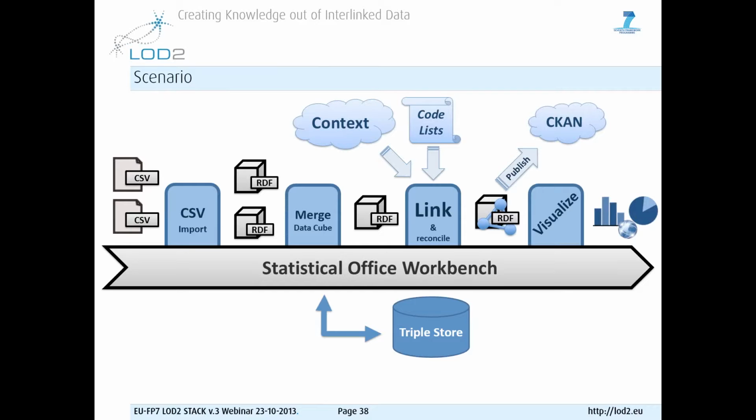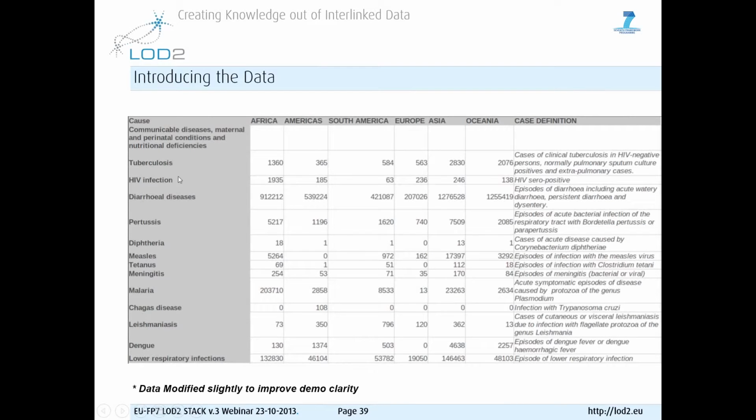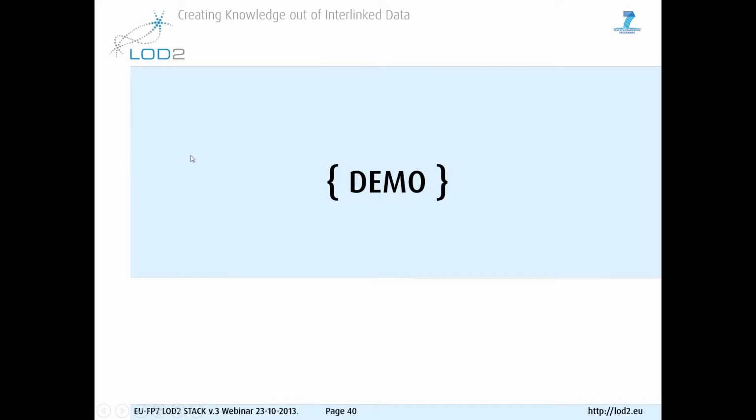Let me show you the scenario that we'll be doing. We'll be starting out with the two CSV files that I showed you. We'll be transforming them into data cubes using the CSV import application. These data cubes then have to be merged. We'll use a specially written Statistical Office component for that. And once we have a single cube, we can link it to the code list or possibly other context information that's available. Actually, we'll be using a code list that we've created out of DBpedia information, just to show you.